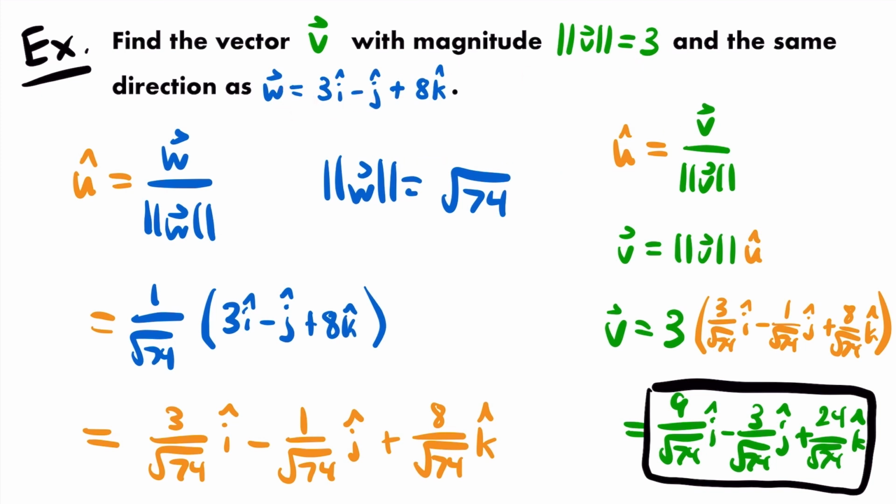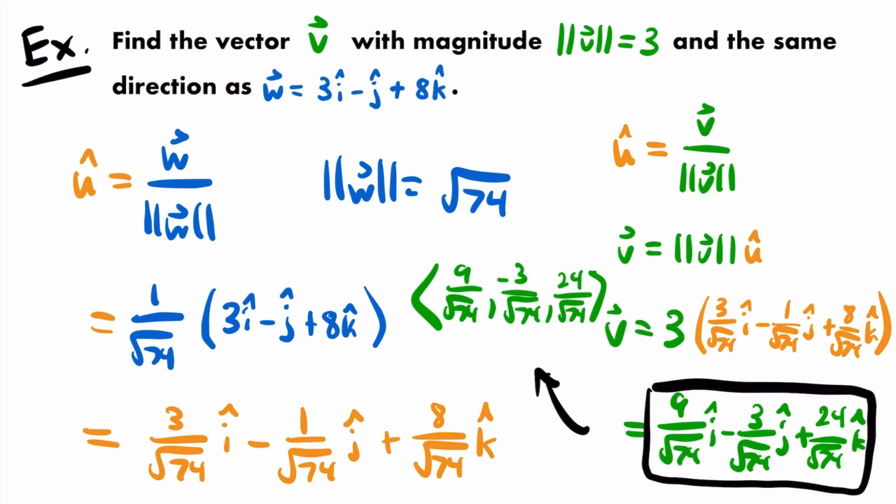And once again, just like with our other examples, you could also express this vector in this form. You could have the component form of 9 divided by the square root of 74, comma, -3 divided by the square root of 74, comma, 24 divided by the square root of 74, and that's it. All right, so that would also be another way to write vector V. Okay, let's take a look at a different example.